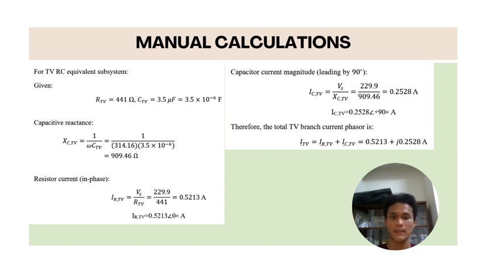Next, we calculate the capacitor current magnitude by dividing Vs by X_CTV, and we get 0.2528 ampere, which also aligns with our simulation results. The total TV branch current phasor is calculated to be 0.5213 plus j0.2528 ampere.